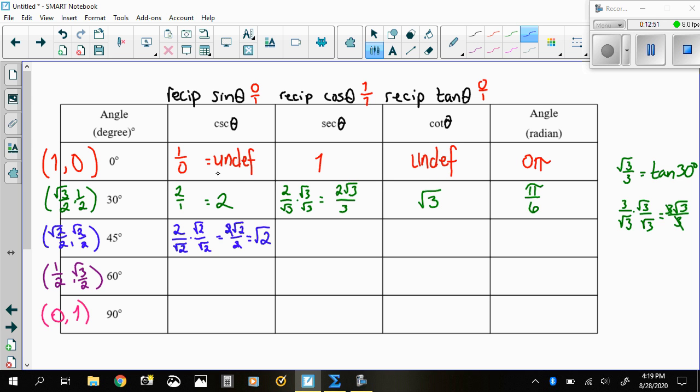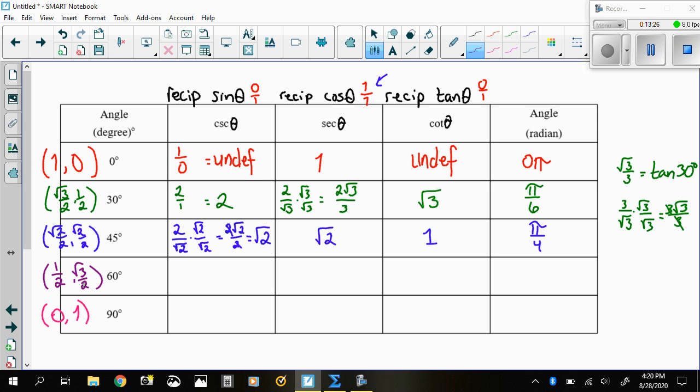Since the cosine is the same ratio as the sine at 45 degrees, that means the secant will be the same ratio as cosecant. So this is going to also be a square root of 2. Cotangent is going to be the reciprocal of our tangent, and tangent was 1 in this case, and we know from looking back at this value that the reciprocal for 1 is just 1. And then rewrite the radian value, pi over 4.